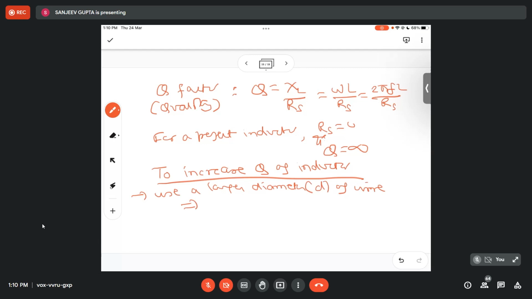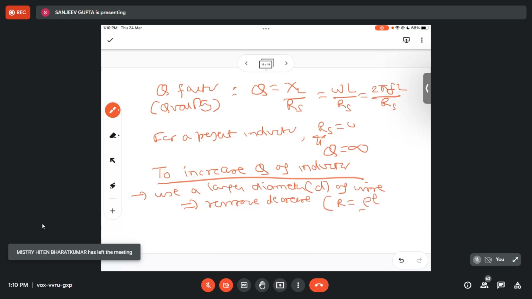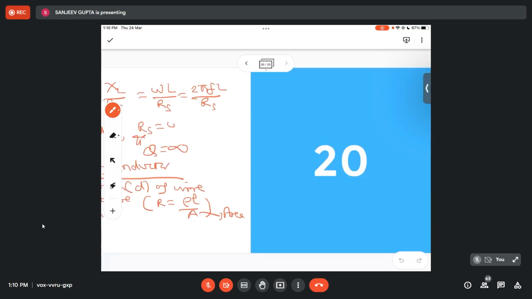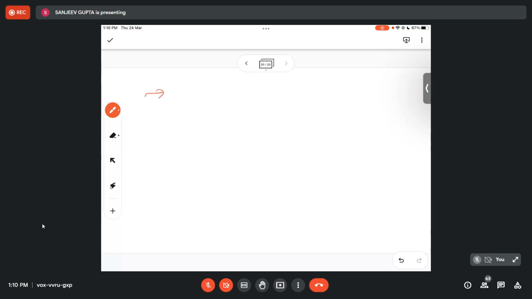If I use a larger diameter, your resistance decreases, because R is equal to rho L by A, and A is the area depending upon the radius. R decreases, which is obviously not a desired element here, it is a parasitic element, which means your Q increases. So that is one way of increasing the quality factor. Another way is possible by spreading the windings apart.